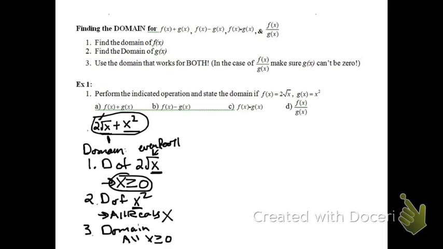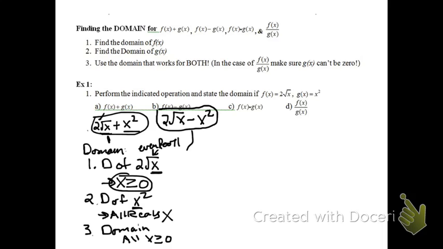Let's take a look at part B. F of x minus g of x. F of x would be 2 root x minus g of x, which is just x squared. There is nothing I can do there. I cannot subtract those because they're not like terms, so we're actually done just writing that.